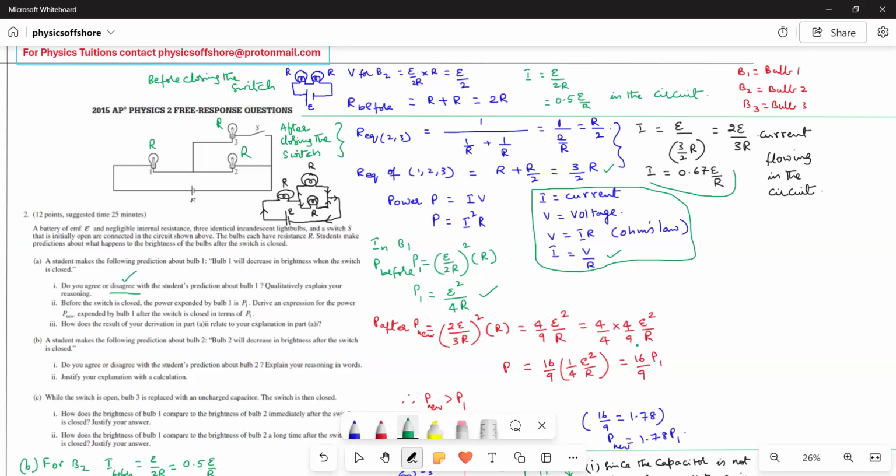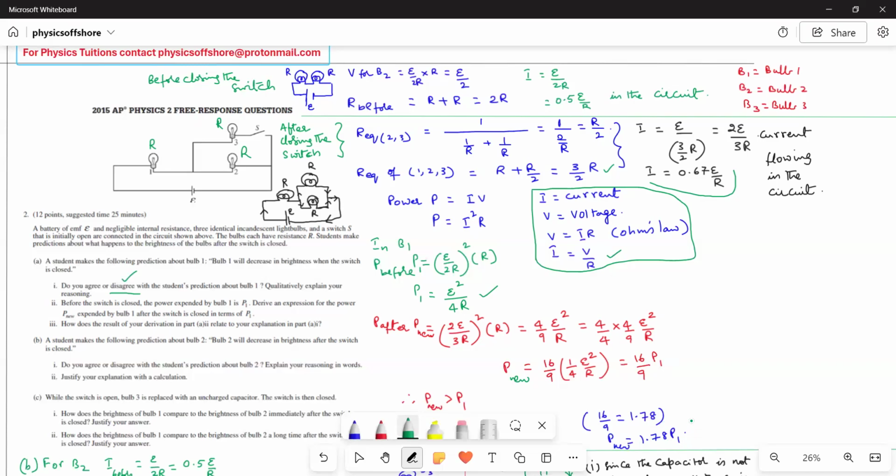Now, you see, I have to take this into this form. So take the 16 by 9 out. When you take the 16 by 9 out, you are left with E squared by 4R. So E squared by 4R is P1. Therefore, P new is equal to 16 P1 by 9. And 16 by 9 is 1.78. So P new is equal to 1.78 times P1.